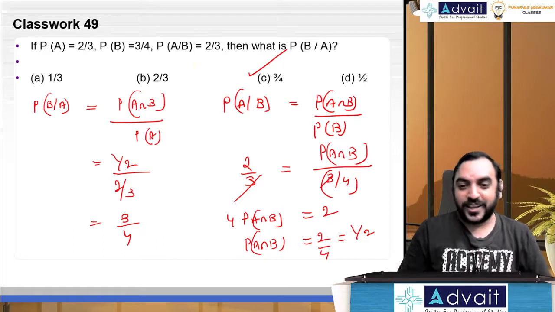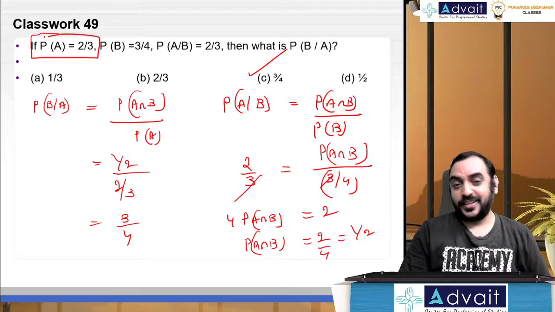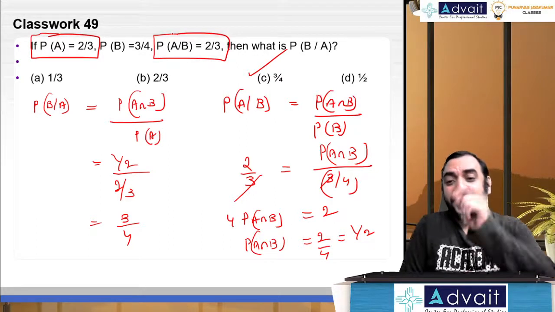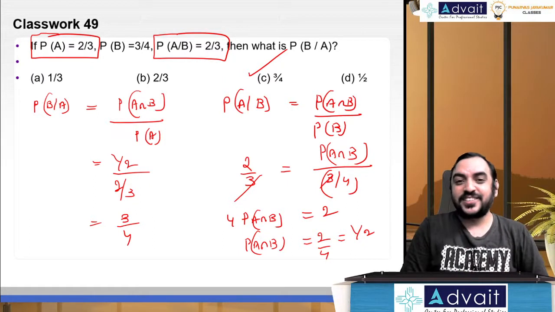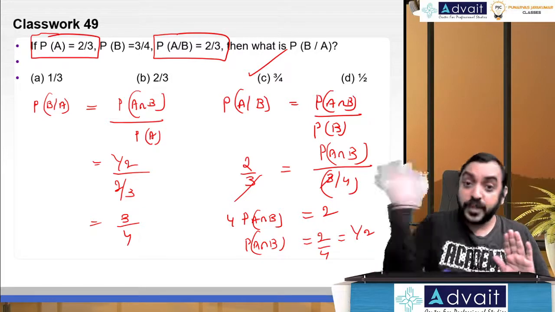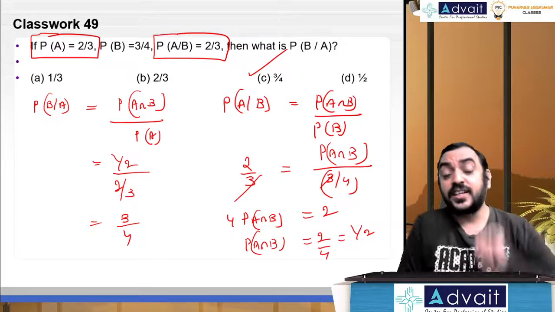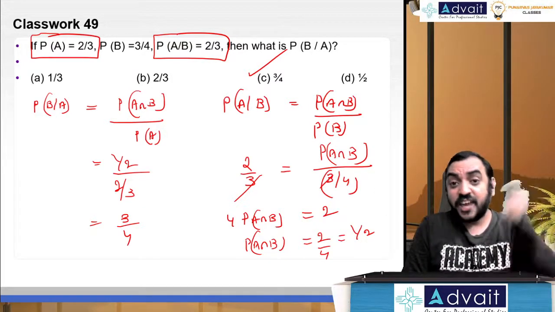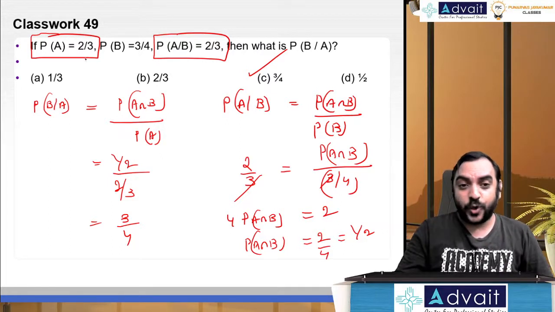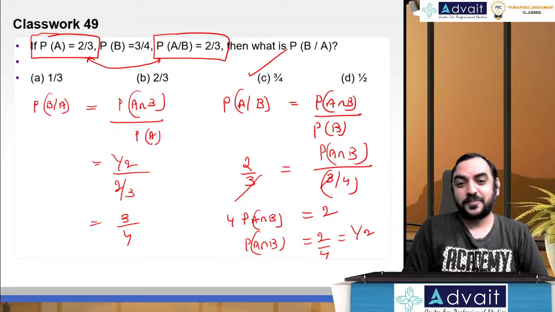Okay, now let me tell you the logical one. You see, probability of A is 2 by 3, and probability of A given B is also 2 by 3. What do you understand by this number? Probability of A is 2 by 3, and after B has occurred, the probability is still the same. Even after B occurred, the probability of A did not change. Can you tell me what you mean by that? What is the interpretation of that?